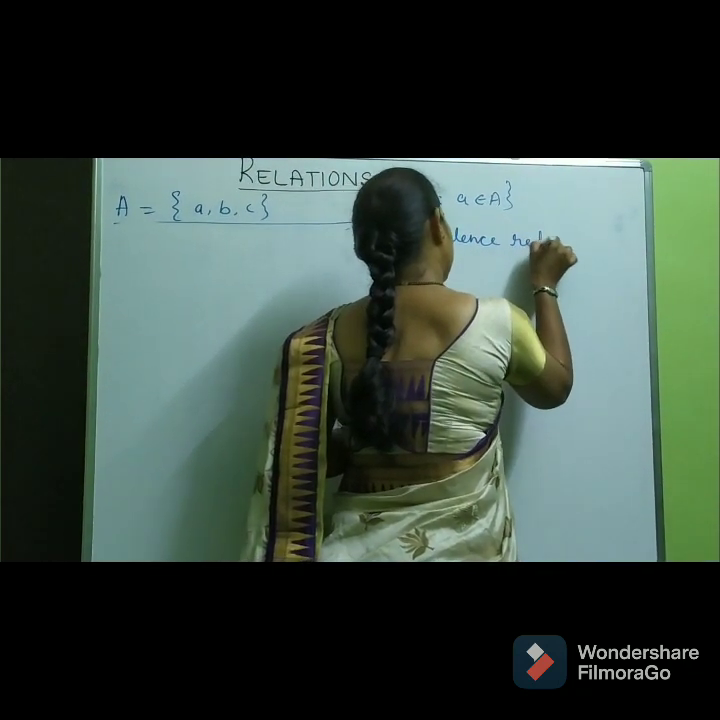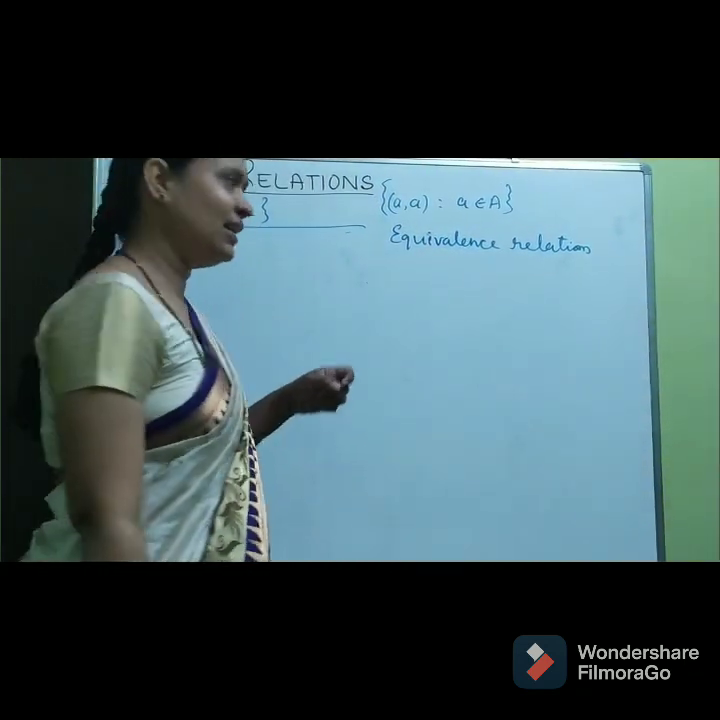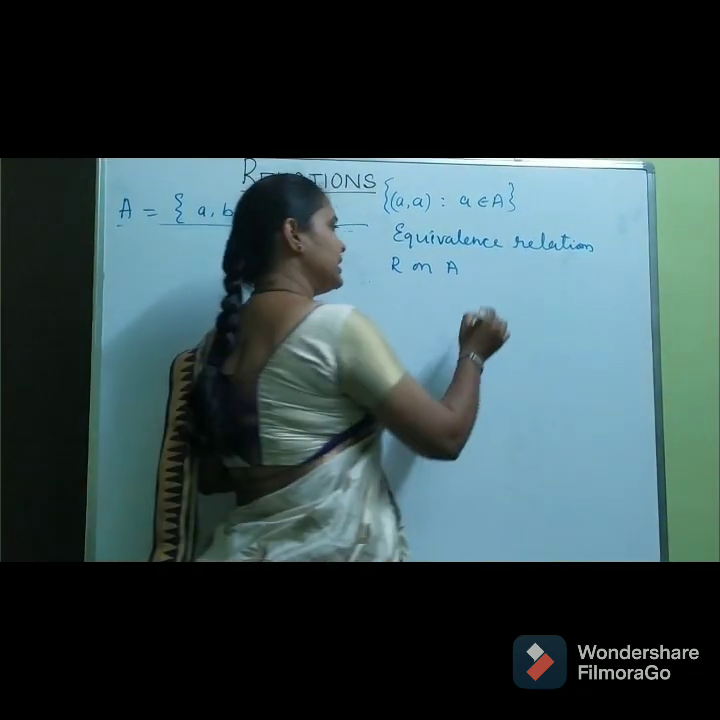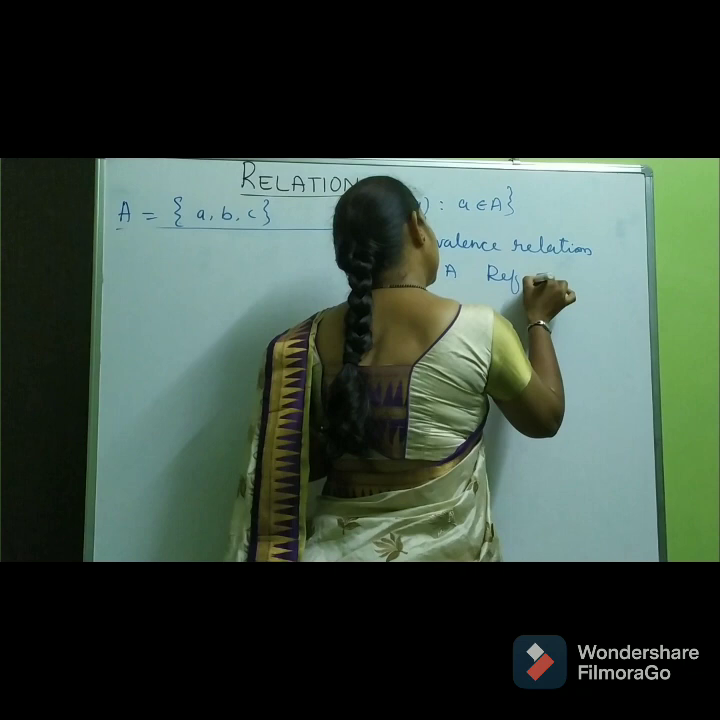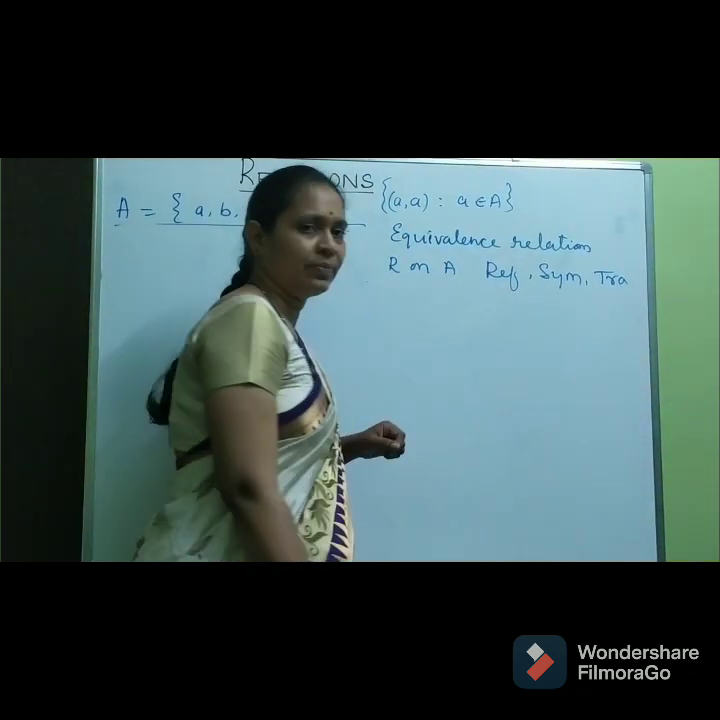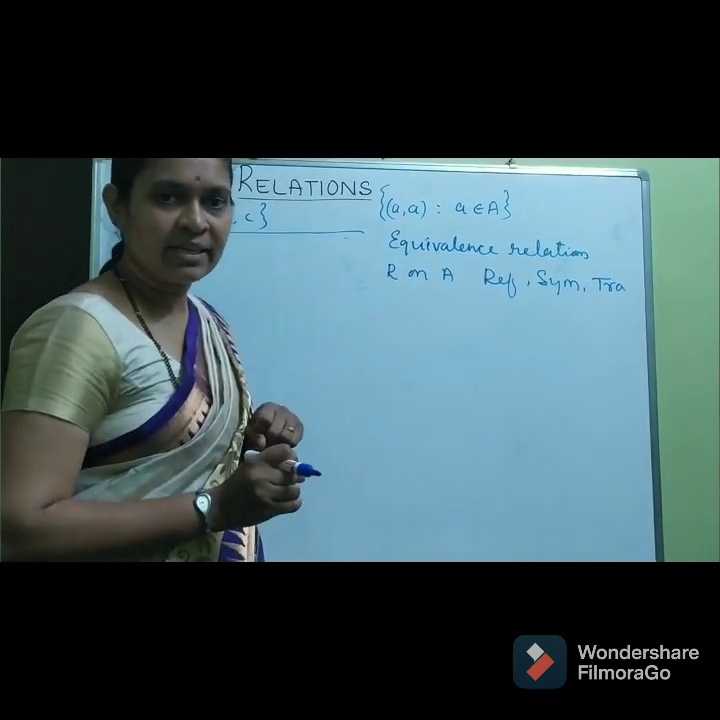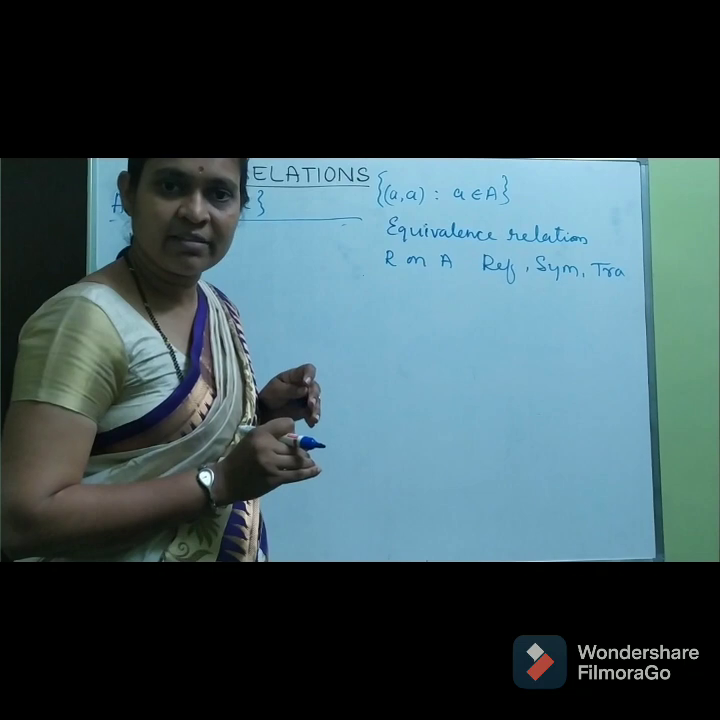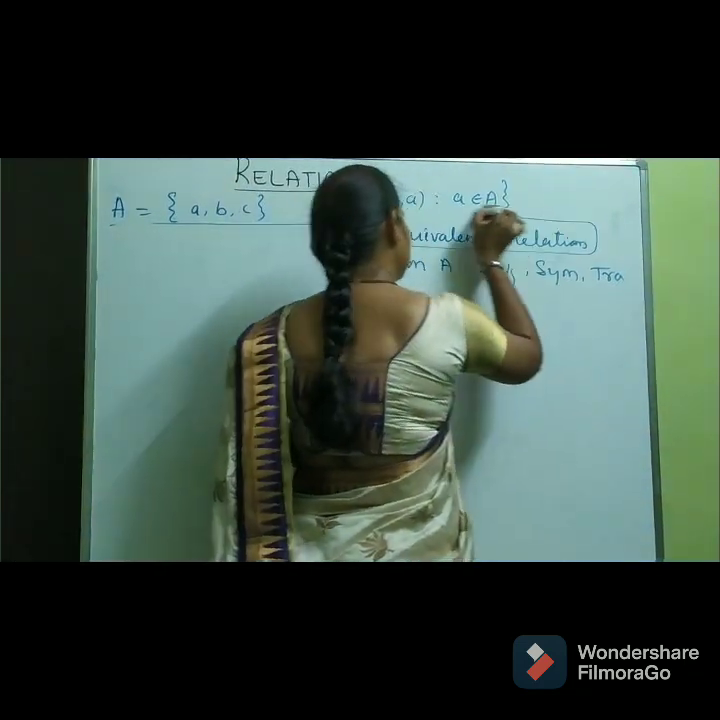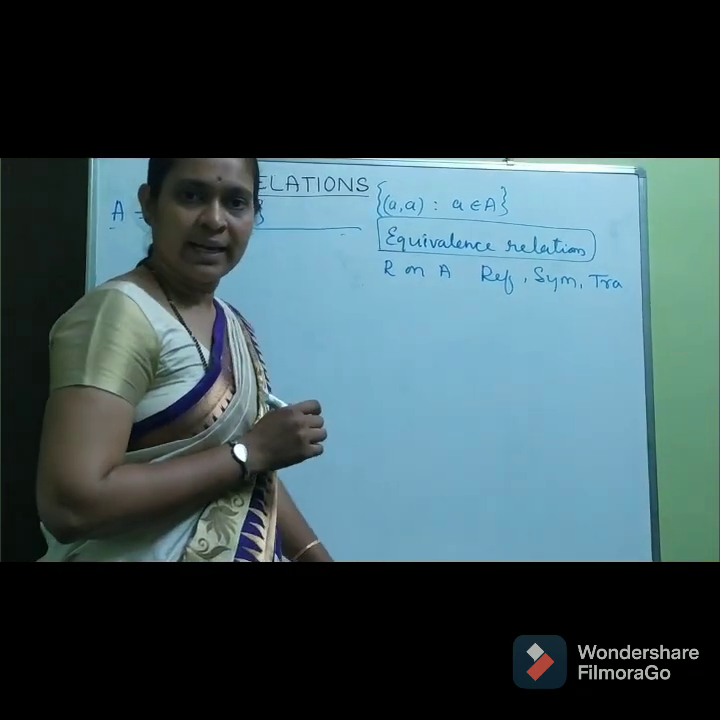Equivalence relation. What is the definition of an equivalence relation? A relation R on A is said to be an equivalence relation if it is reflexive, symmetric and transitive at the same time. If the relation is symmetric, transitive and reflexive, then that relation is called an equivalence relation. All three satisfied means we call it an equivalence relation.